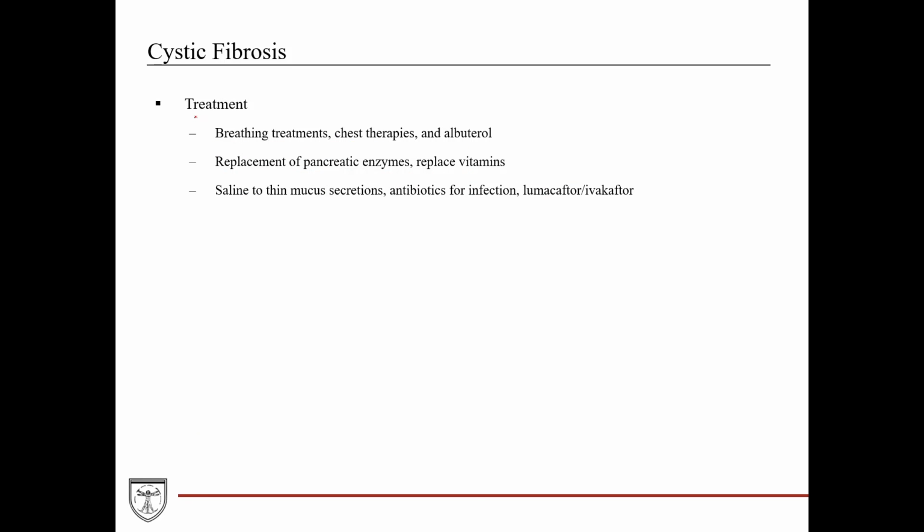And so lastly here, the treatment for cystic fibrosis, especially since cystic fibrosis particularly impacts the respiratory system, you're going to have breathing treatments, chest therapies, and then albuterol to help open up the airways, help them breathe better. The other thing is you want to replace those pancreatic enzymes that are having trouble getting out of the pancreatic duct. You also want to replace those vitamins, especially those fat-soluble vitamins. Remember D, A, K, and E. The other thing is you can give saline to thin the mucus secretions, obviously antibiotics to treat the recurrent infections.